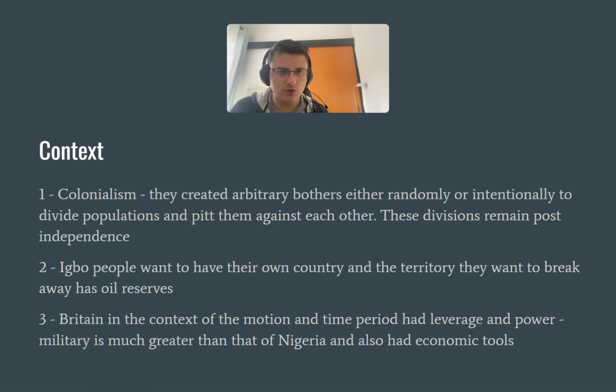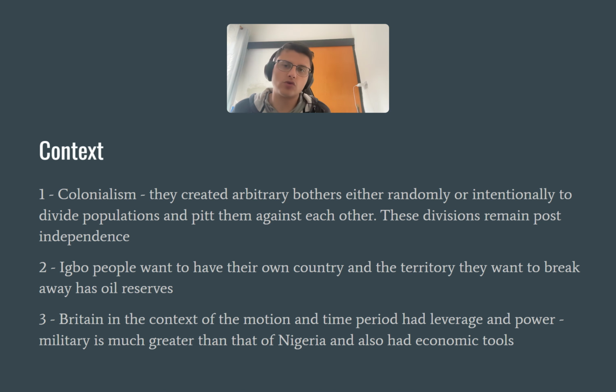So the first and most basic thing is that colonialism, unfortunately, existed in the region, where borders were arbitrarily created, either randomly, you just randomly draw a border on the map because that's how you thought it would be nice for the country to function, or sometimes intentionally, you drew certain borders in order to divide populations and to pit them against each other as the colonizer.